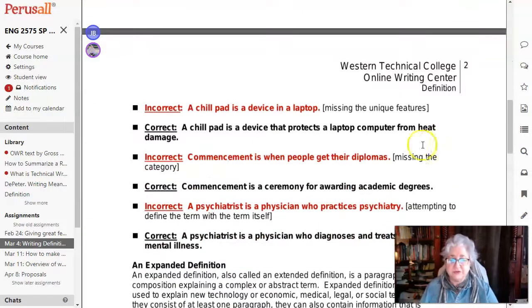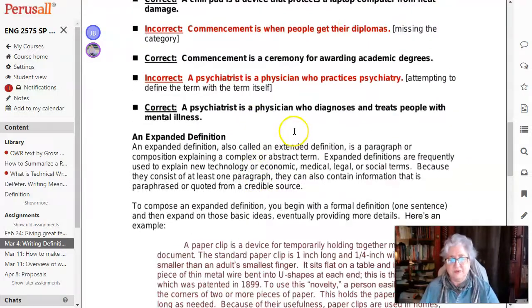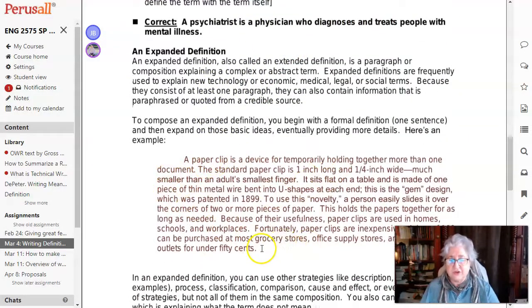Here's some other examples. Here's a bad one and a good one. A chill pad is a device in a laptop, but it's not saying what the unique features are. Okay, so here's some of that. And then this is an expanded definition. So we're not really writing an expanded definition. We're just looking at how language is used, sort of expand our idea of what definition means. All right. But it's really good. It will also help you sort of figure out maybe how you want to write your own definition in that second section of the paper.